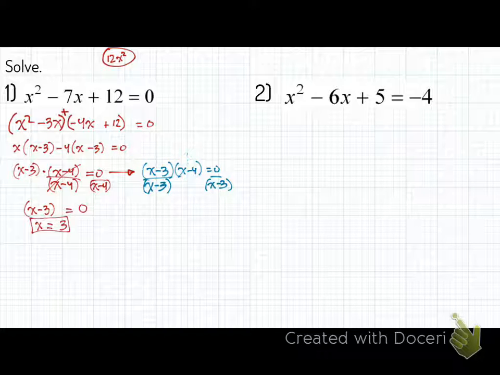So when I do that, these two, x minus 3 divided by x minus 3, becomes 1. 1 times x minus 4 is x minus 4, which is equal to 0 divided by that, still 0. Add 4 to both sides, you get x is equal to 4. Okay? And there are your two answers. So these are the two solutions.